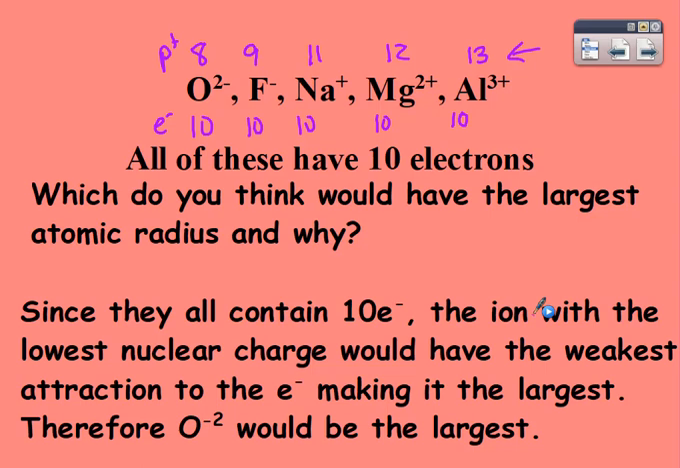Since they all contain 10 electrons, the ion with the lowest nuclear charge would have the weakest attraction to the electrons, making it the largest. Therefore, O-2 would be the largest. And on your explanation, you'd want to make sure you had your protons and electrons either listed out on the page like I do here, or in the explanation, say oxygen had 8 protons, fluorine has 9, and so on. Therefore, oxygen had the least number, making it the weakest attraction.